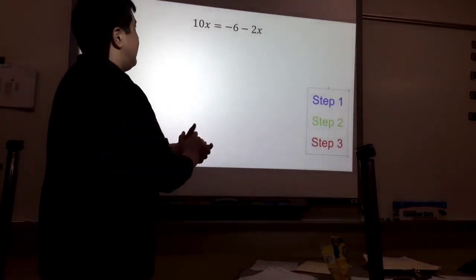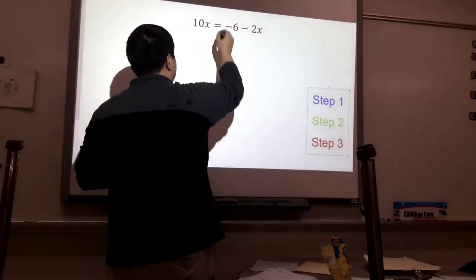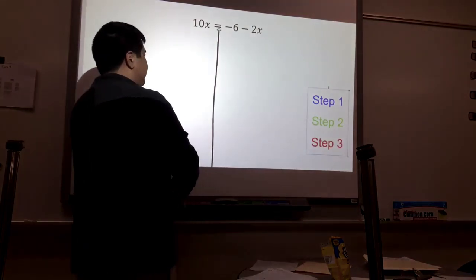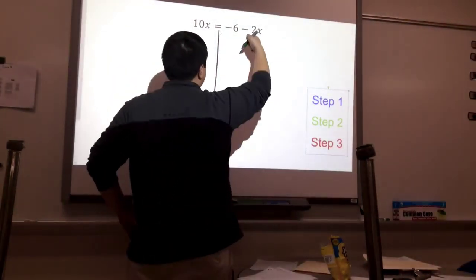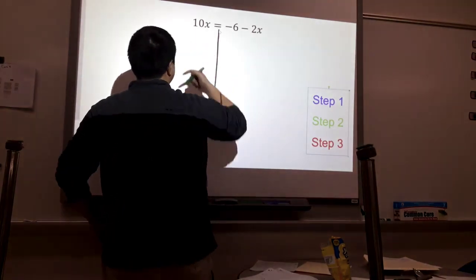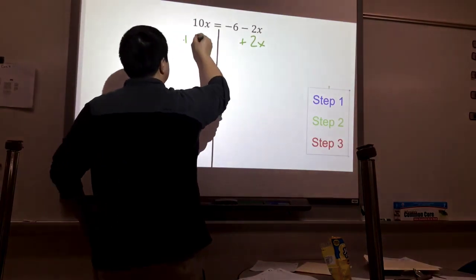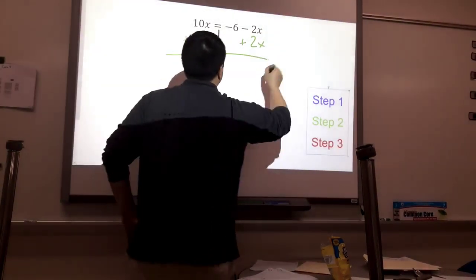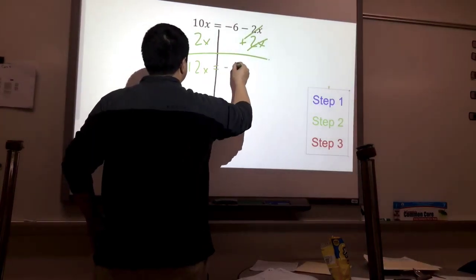Here, again, we do not like this minus 2x over here. We have no terms combined, and we have no distribution, so we're just going to move on to step 2 and get rid of this minus 2x so that all the x's are on this side. We do that by adding 2x, which is the opposite of what is currently inside the equation. These two parts cancel out. We get 12x equals negative 6.